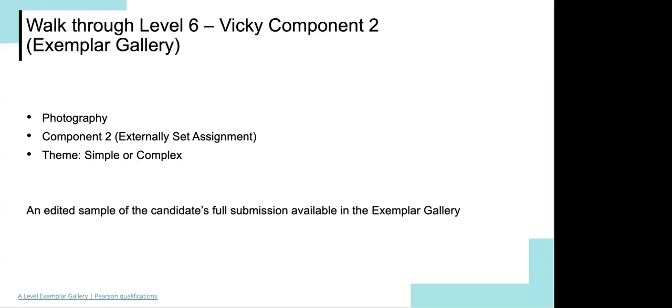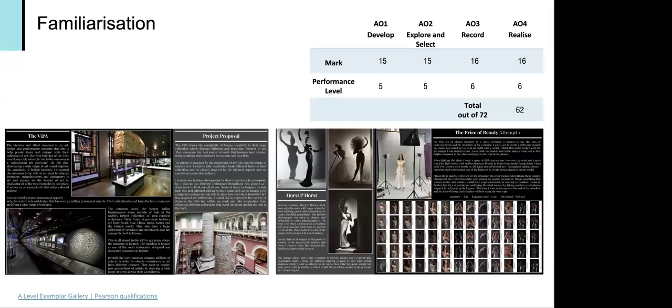She was entered for photography, and we remind ourselves this is A-level component 2. So it's an ESA completed from February in the final year of a 2-year course. We've called her Vicky because she went to the Victoria and Albert Museum. It's an anonymised name. She explores the ESA theme of simple and complex, and as I said, it can be found in the exemplar gallery online. So we're going to give you the marks. There's no big secret here. It's a familiarization.